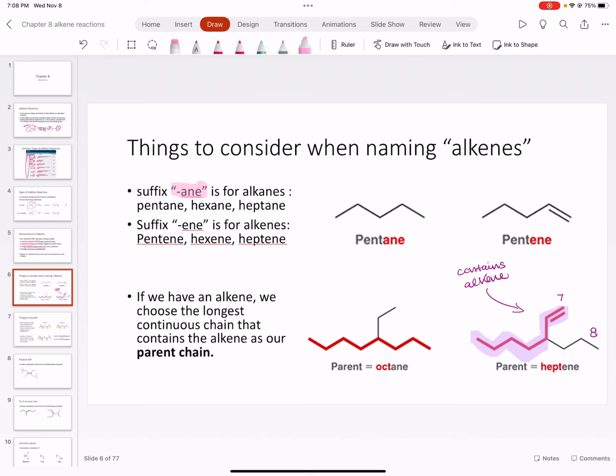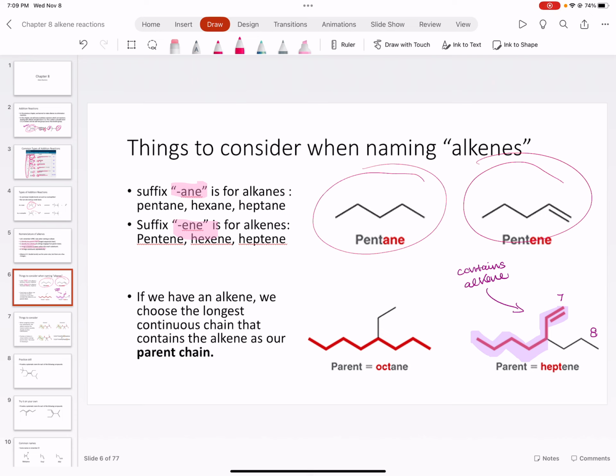But for example, if we use the suffix "-ene", it's for alkenes. So for example, in here we have a pentene, which is compared with a pentane. You can see that a pentane doesn't have any double bonds, but a pentene at some point includes a double bond. I told you there's gonna be some fighting here. So for example, if we have an alkene, the longest continuous chain that contains the alkene is our parent chain.